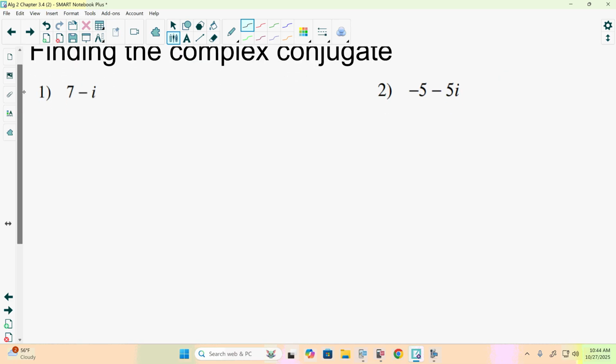So if we looked at our first one here, 7 minus i, its complex conjugate would be what? So 7 minus i, its complex conjugate is 7 plus i. Negative 5 minus 5i would be? Almost. Negative 5 plus 5i. Because if we have a plus bi, its conjugate is a minus bi. Questions on this so far?